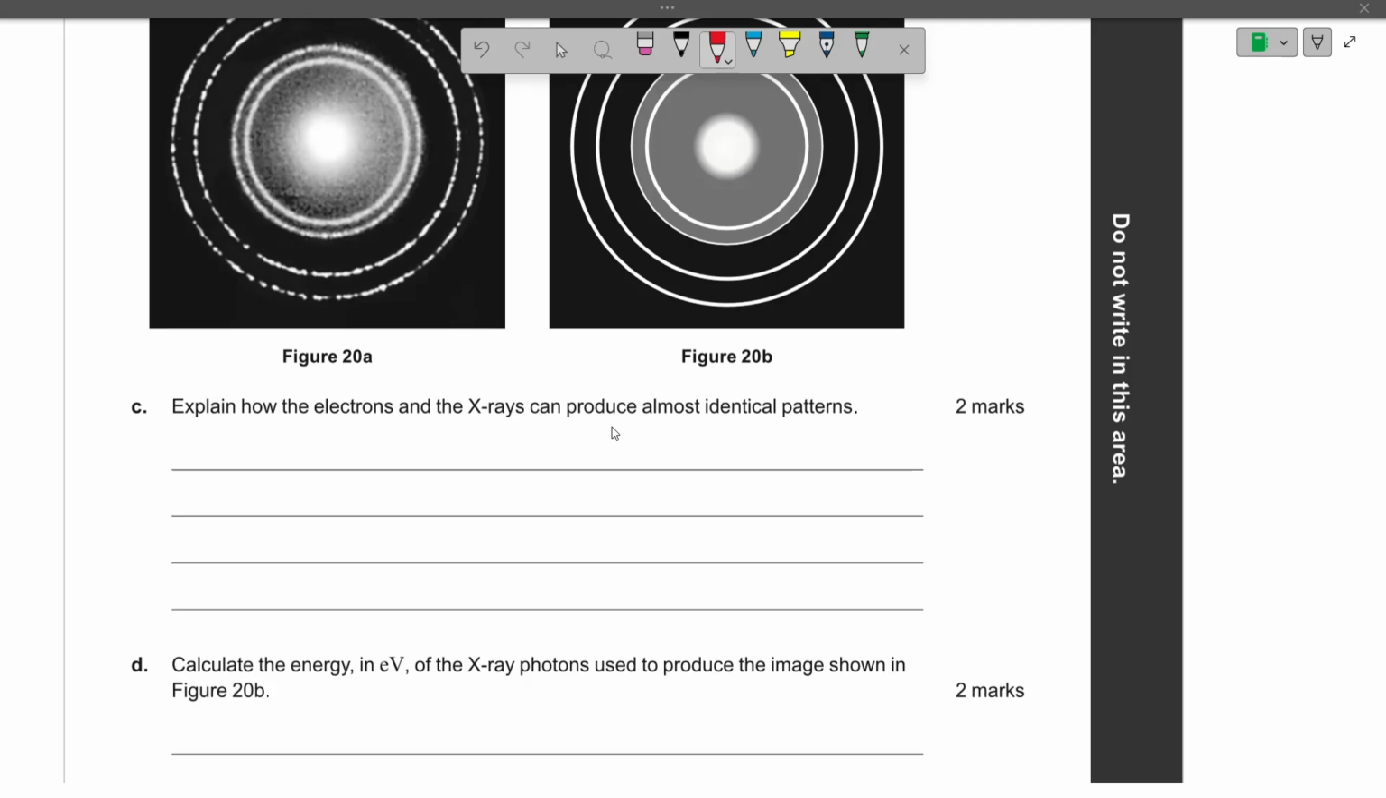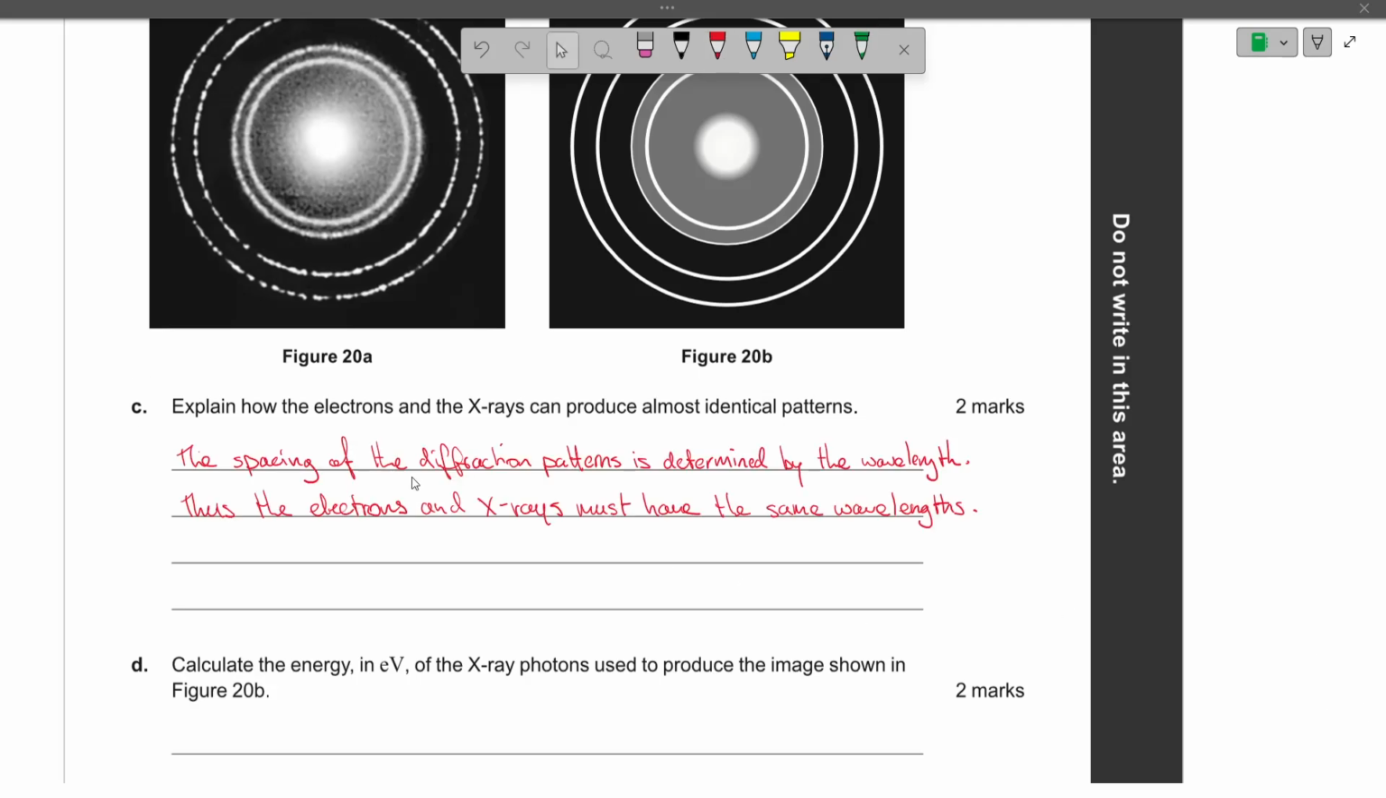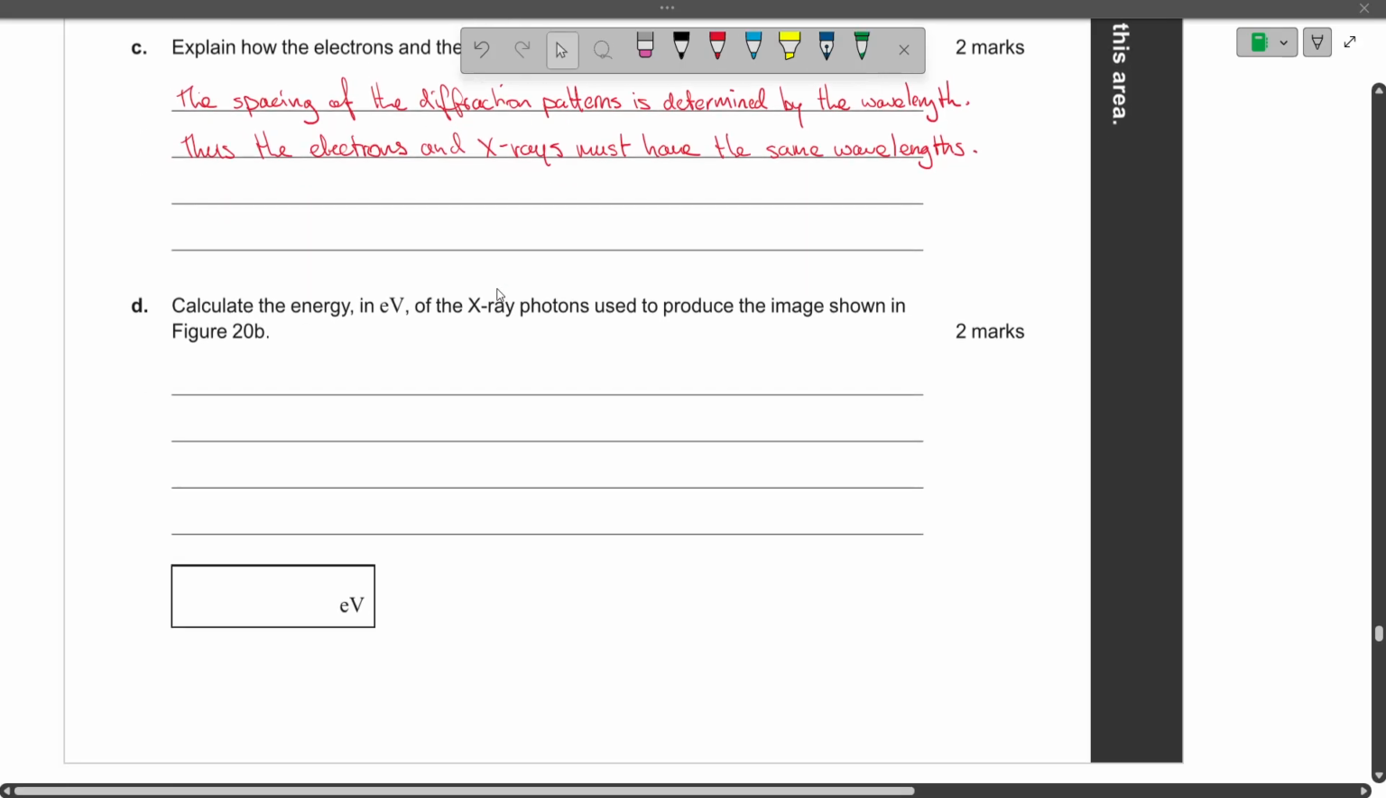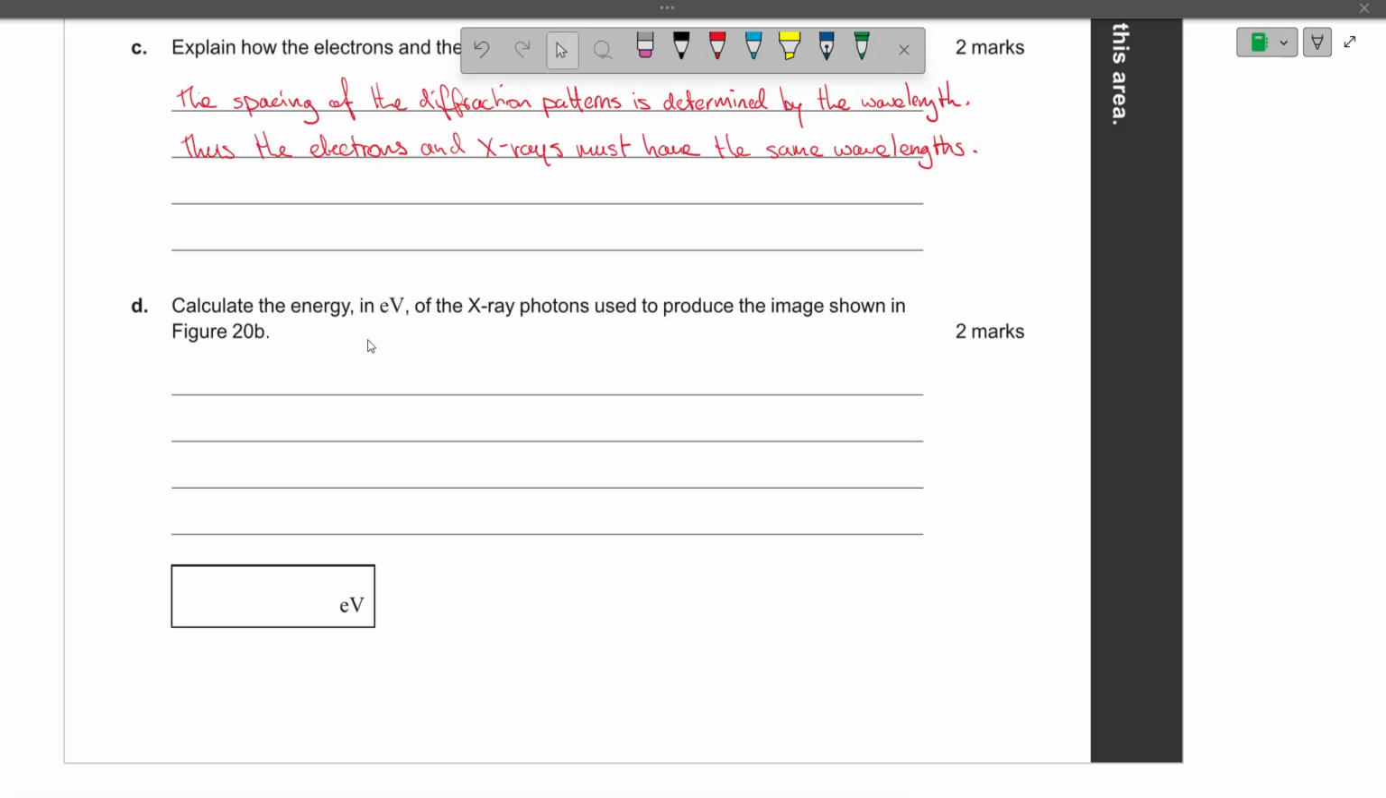I'll pause it here and write my response, and then we'll move on. Alright, so I've just said the spacing of the diffraction patterns is determined by the wavelength, and thus the electrons and X-ray photons must have the same wavelengths. Okay, so two key points: spacing depends on wavelength when something diffracts, and because the two pictures are identical, they must have the same wavelengths. Part D, calculate the energy in electron volts of the X-ray photons used to produce the image shown in 20b.